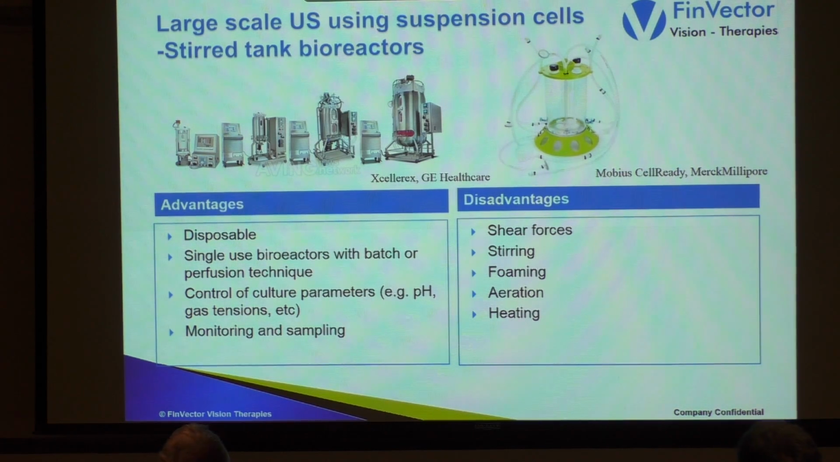Typically, if we go to suspension and we are looking for scalable processes, we are talking about different stirred tanks. And nowadays, we are really trying to find disposable systems where you have different sizes of bioreactor, and then you put a disposable bag into the bioreactor, and that way you can avoid the cleaning issues. Again, it's disposable, single use, controlled. You can monitor and sample your cells. Problems might be, for example, shear forces, stirring, and foaming.